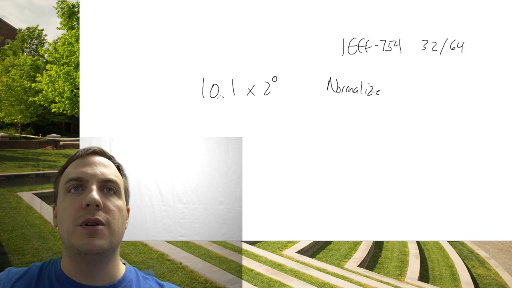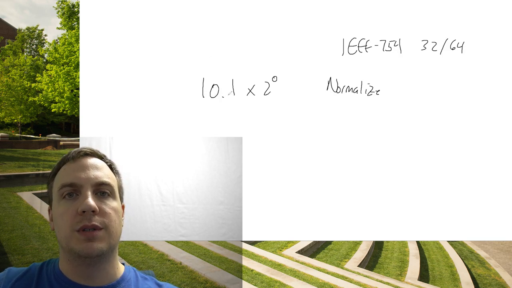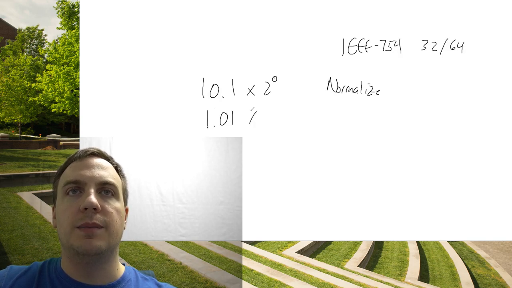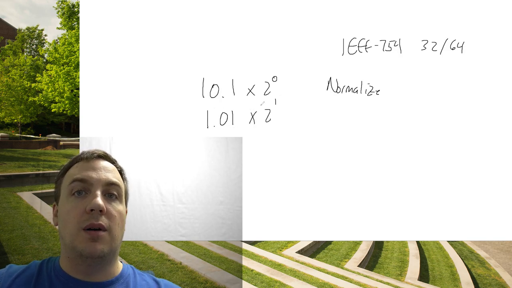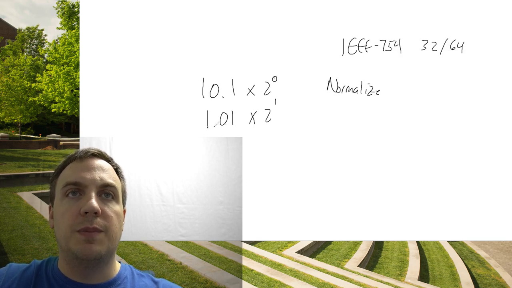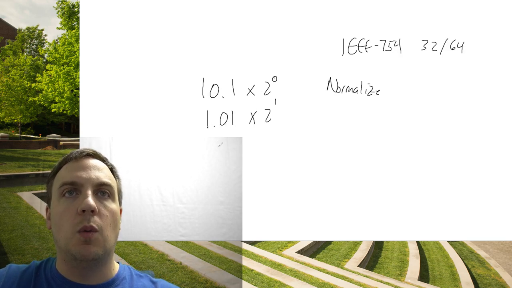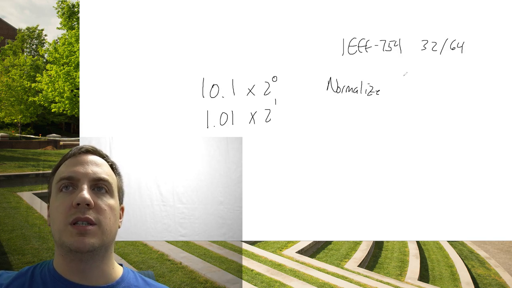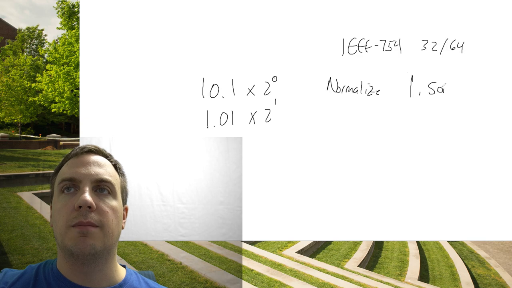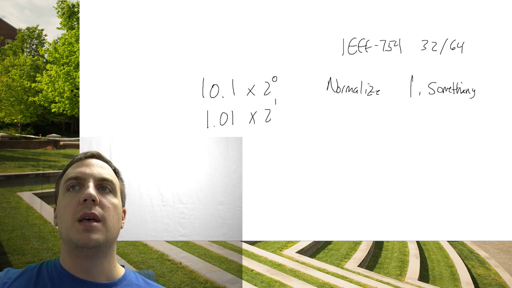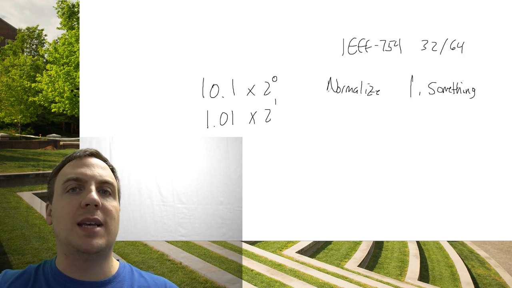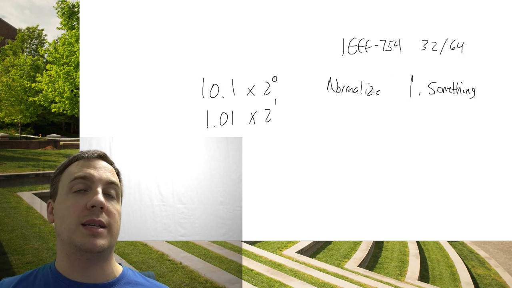So how can we actually move this decimal to make it 1.01? We can do 1.01 times 2 to the first. Are these equivalent? 2 to the first means move the decimal to the right one place, so that'd be 10.1. There we go. Normalized notation just means it's 1.something. That is normalized notation, and that's step one. You always have to normalize it so that the exponent makes sense.